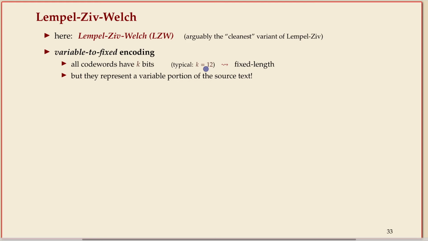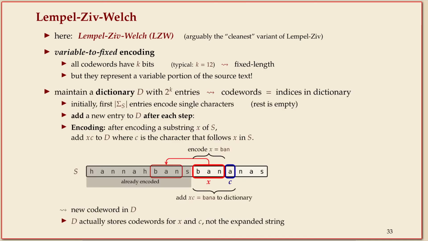A practical choice is having 12 bits or something around that for these code words, but that's not written in stone. What these methods do is they maintain a dictionary of strings or phrases that you can use in encoding the next portion of the text. That's why they are also sometimes called dictionary encoding. I'll denote this by D. Because the code words have k bits, you have 2 to the k entries in this dictionary. Each entry in the dictionary is just numbered, and that's the code word.